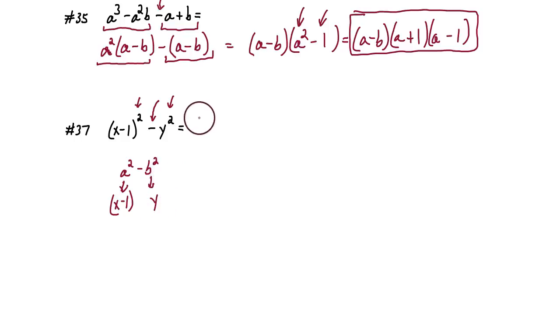To factor a difference of squares, there are 2 sets of parentheses. What times what makes x minus 1 squared? It's x minus 1 times x minus 1. What times what makes negative y squared? It's positive y times negative y. Here's our factored form.